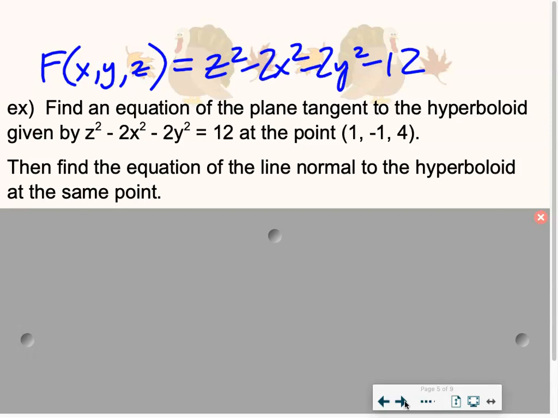No, it's okay. It feels like f of x, y, z should be a variable. That's right, and that's the thing that gets kind of weird about surface equations, is understanding that big F of x, y, z feels like the output variable, but it's just equal to 0.